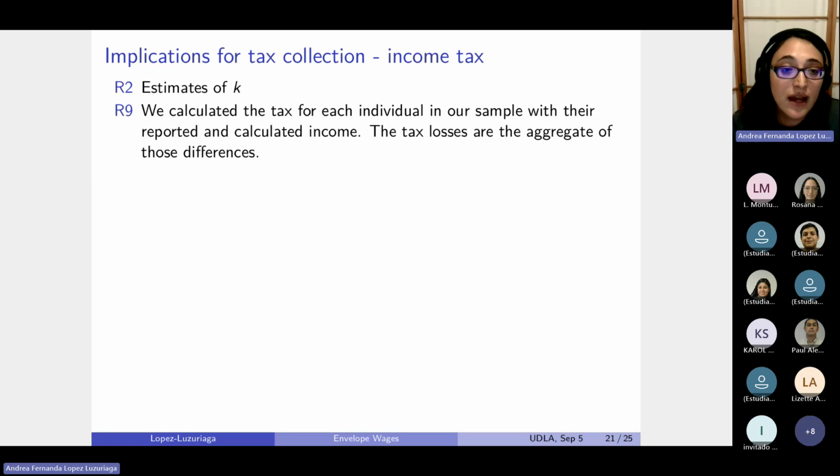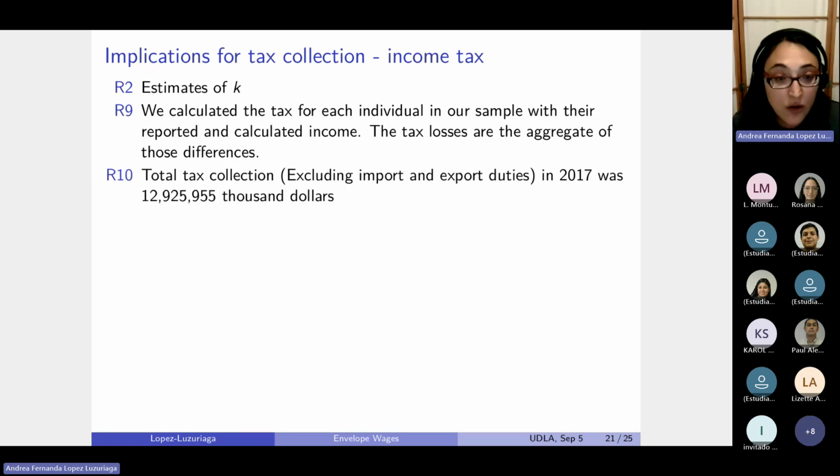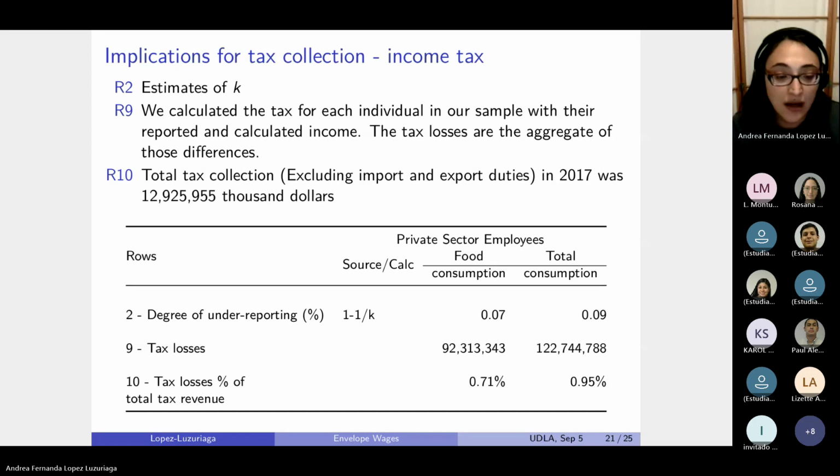And then we recalculate income tax, and we find that it's not a large number. It's somewhere around the ballpark of $100 million. But the problem is, this is a small percentage of the tax collection, but it's spread across many taxpayers.